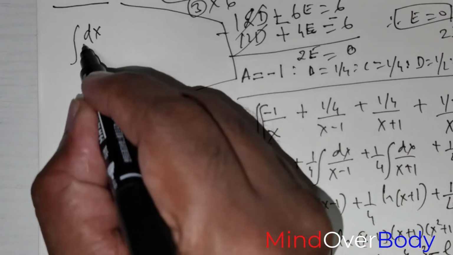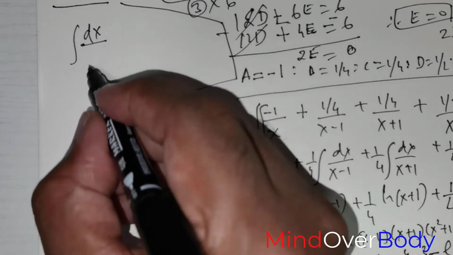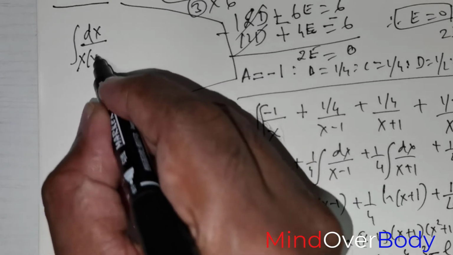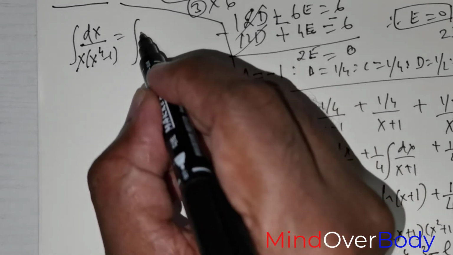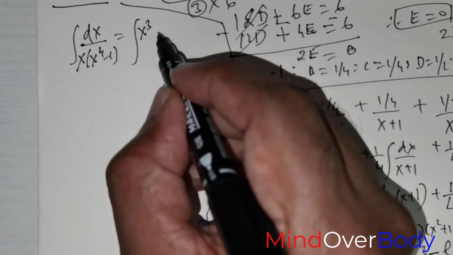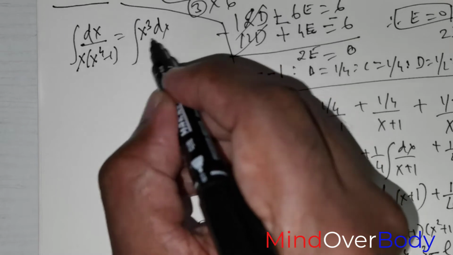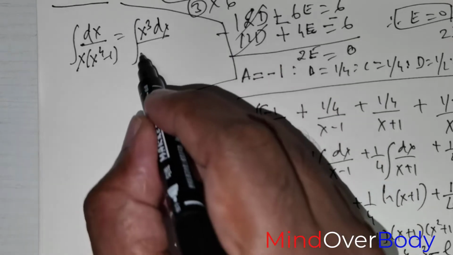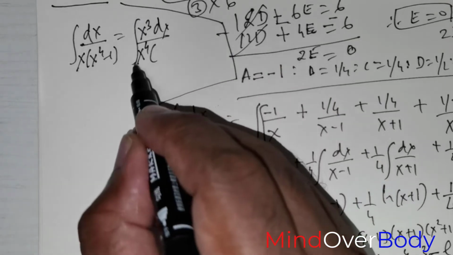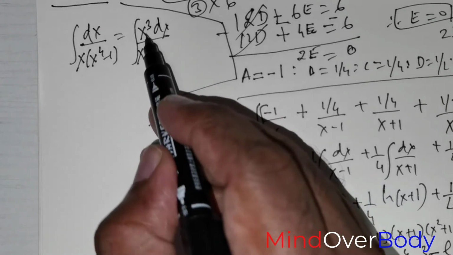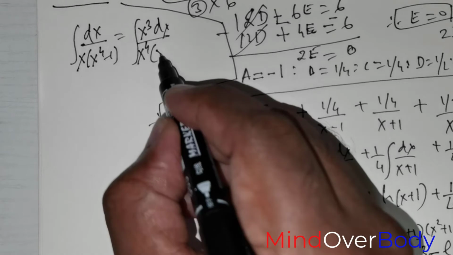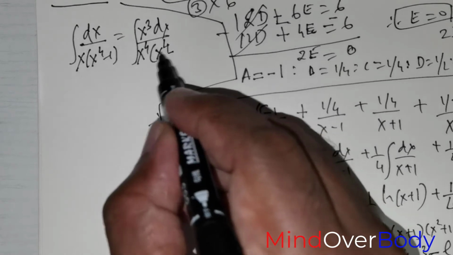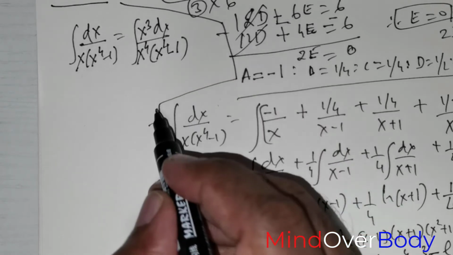So what I wish to do, we've been given this integral dx over x of x raised to the power of 4 minus 1. Now what I'm going to do is place x cubed in the numerator, and I'm going to have x to the power of 4 in the denominator. So clearly x to the power of 3 will divide x to the power of 4, giving me x. So that's fair enough. I'm going to retain x to the power of 4 minus 1 as it is.